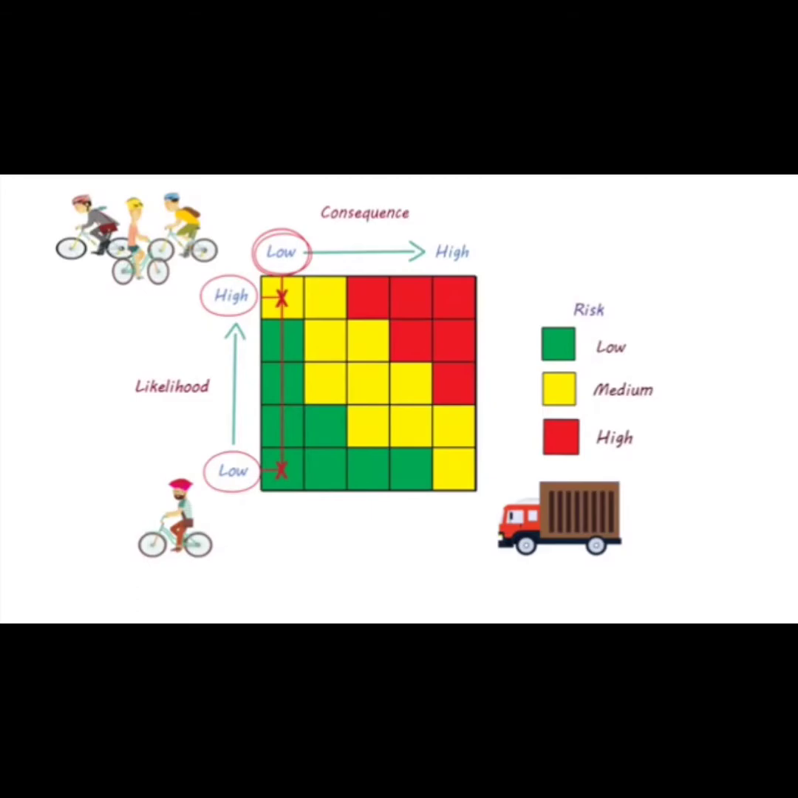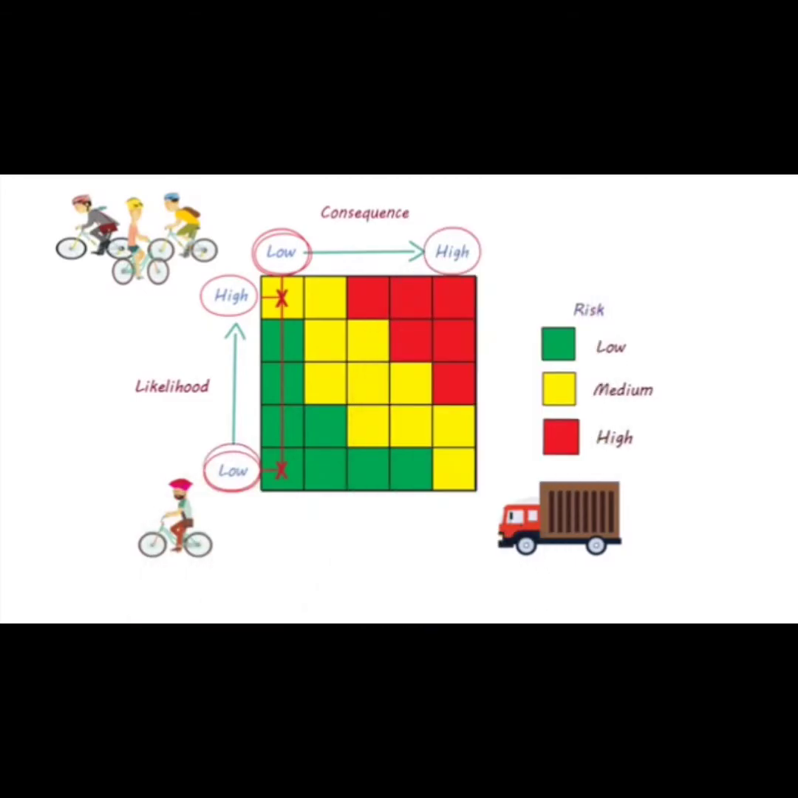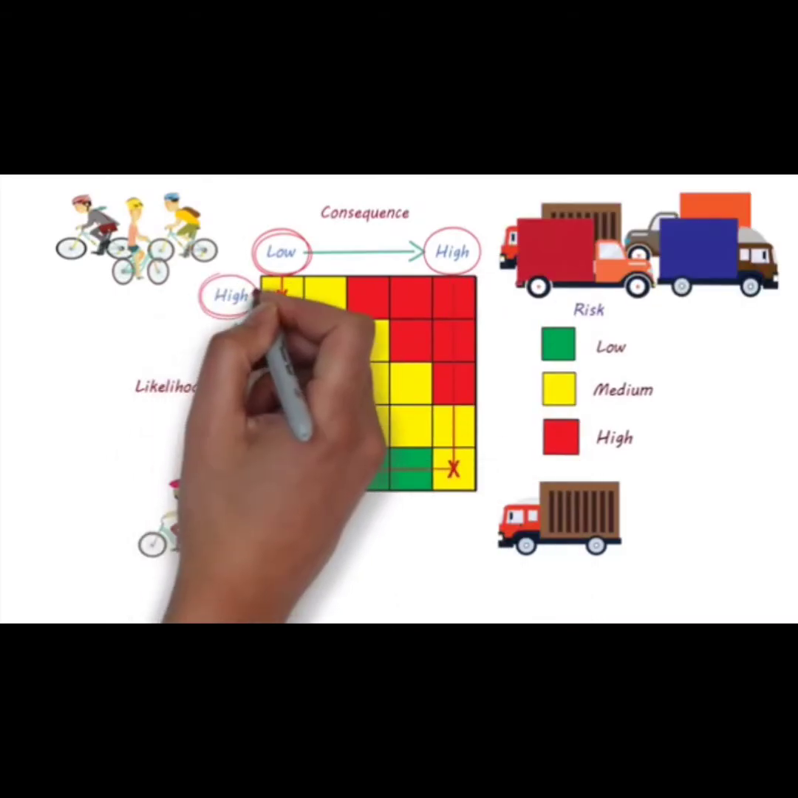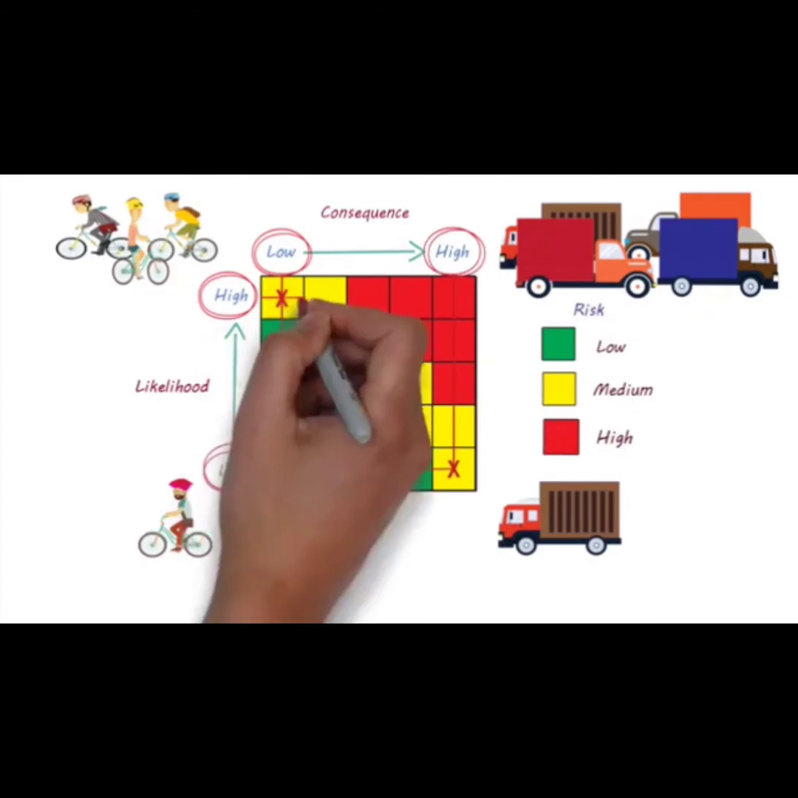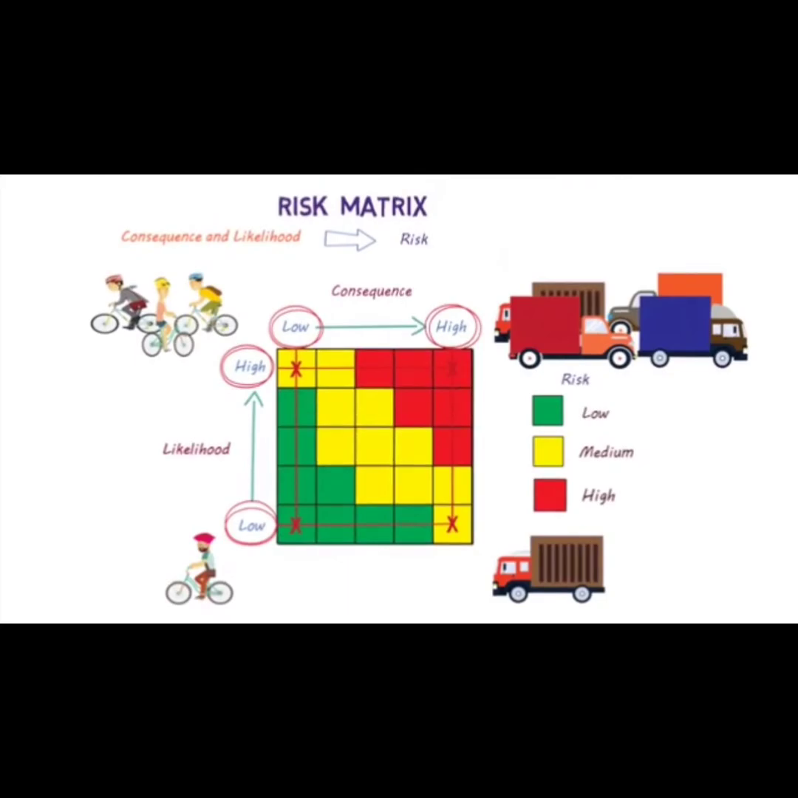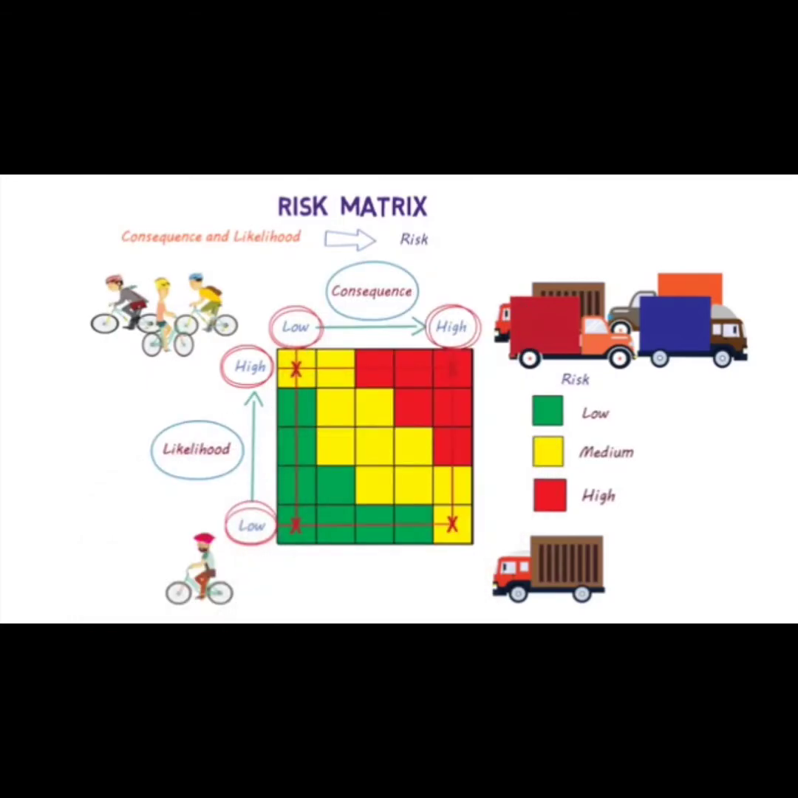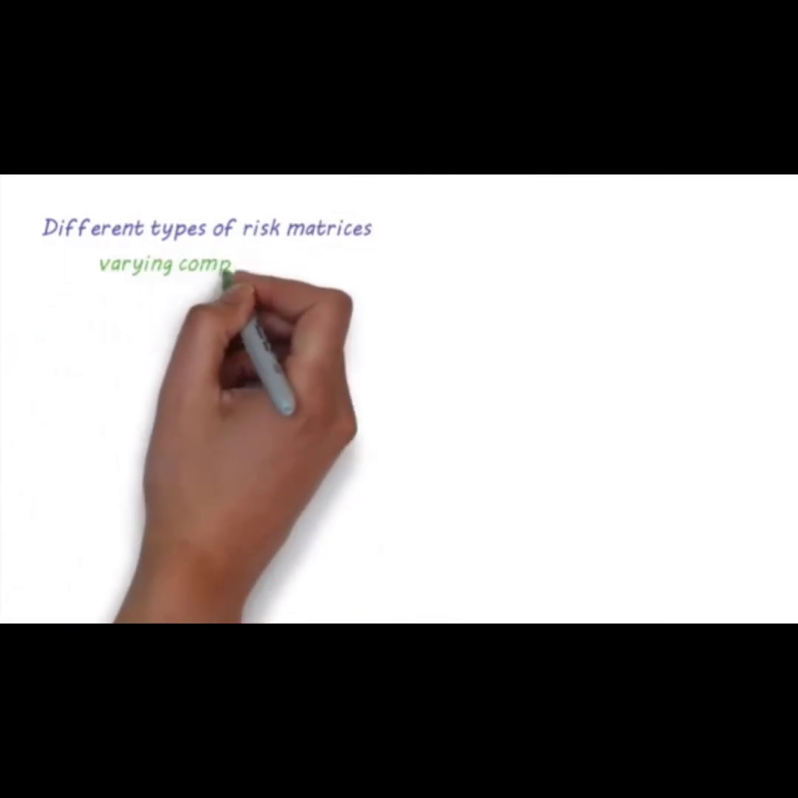In the scenario where trucks are infrequent, the likelihood of a crash is low, but the consequence is high. The overall risk is medium. And if it's a busy truck route, the likelihood and consequence are both high, and therefore the overall risk is high. So that's how a risk matrix can be used to determine the overall level of risk using an assessment of likelihood and consequence. There are many different types of matrices in use with varying degrees of complexity.